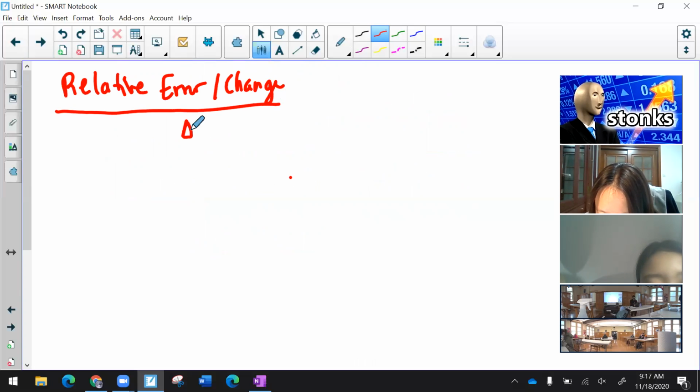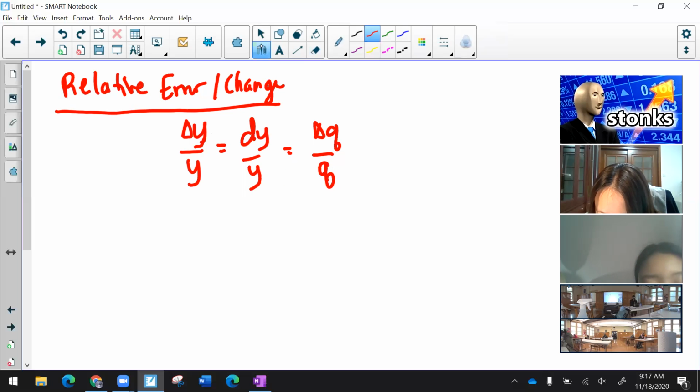And in that case, what I'm interested in is delta y or dy over y. And sometimes I think it's your book that talks about it as delta q over q, where q is just some quantity. And this is something that is actually kind of relevant right now if you're going to be a citizen scientist.